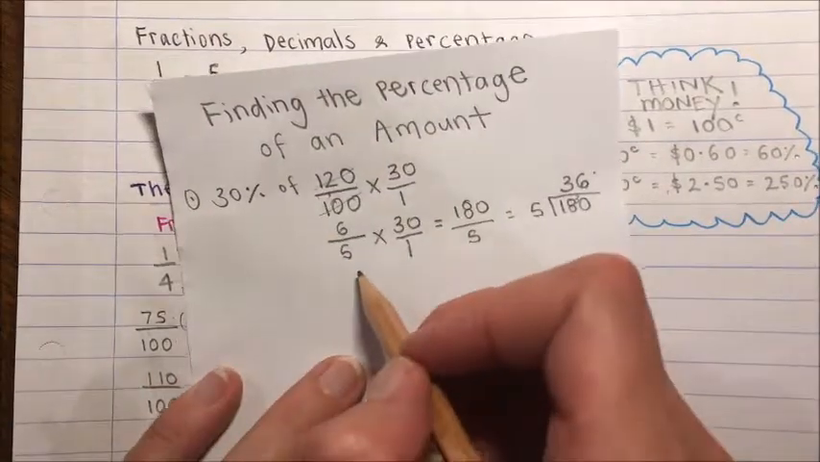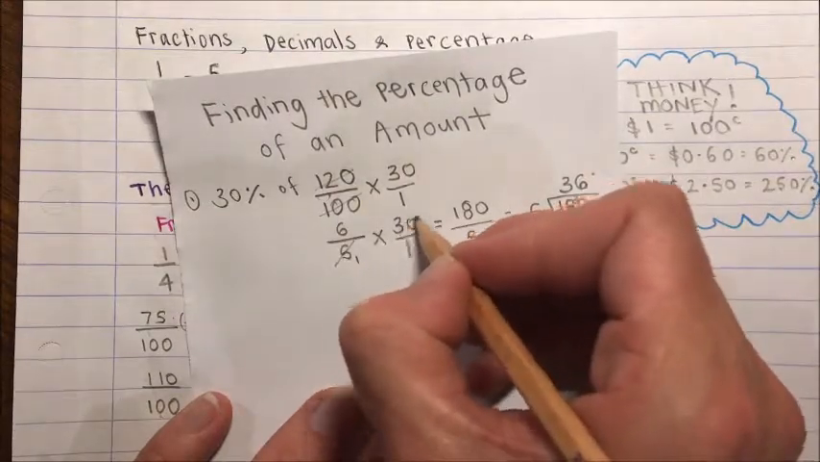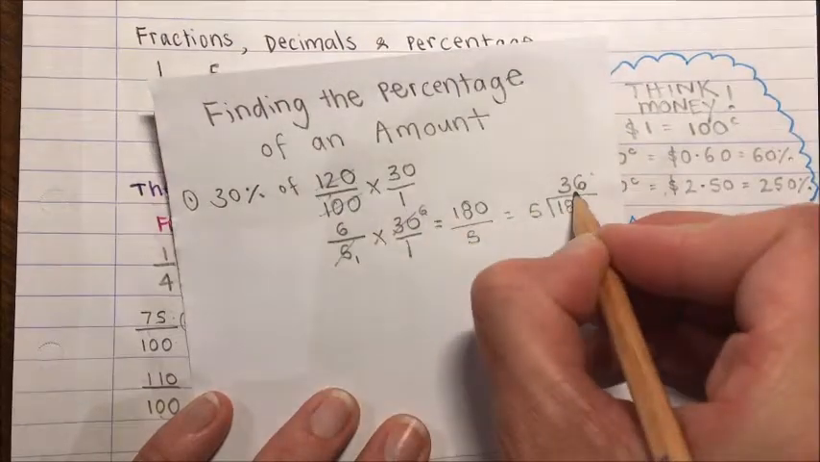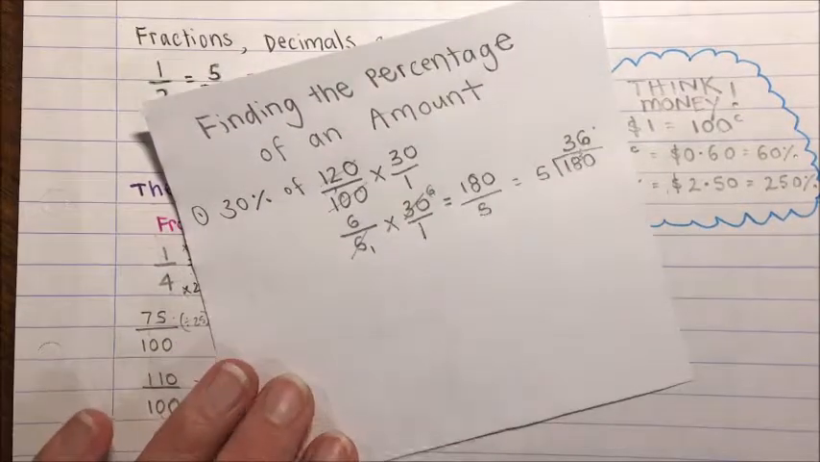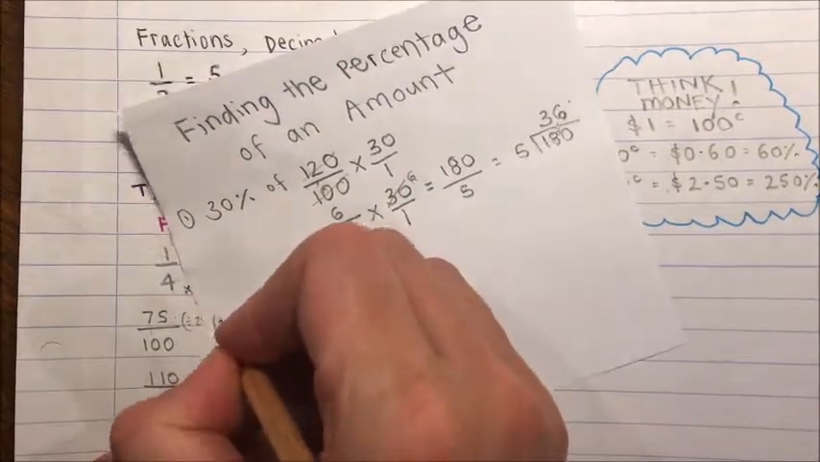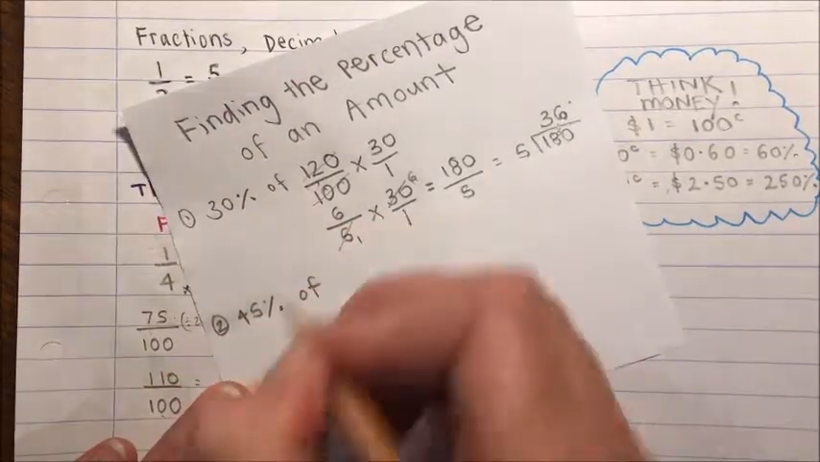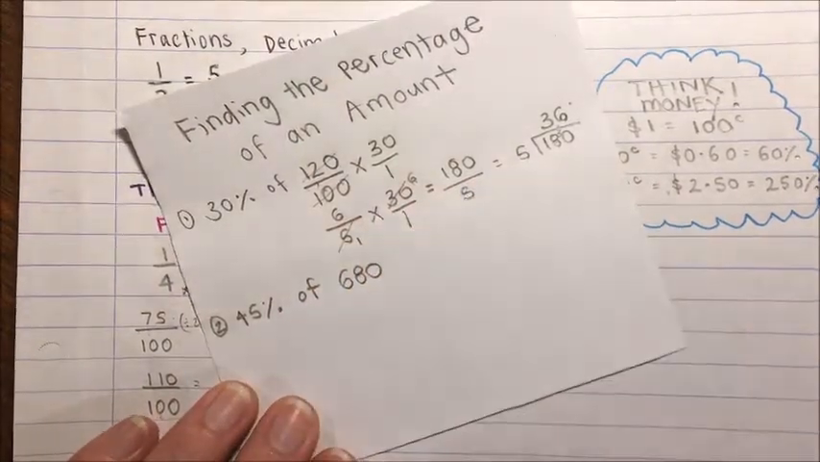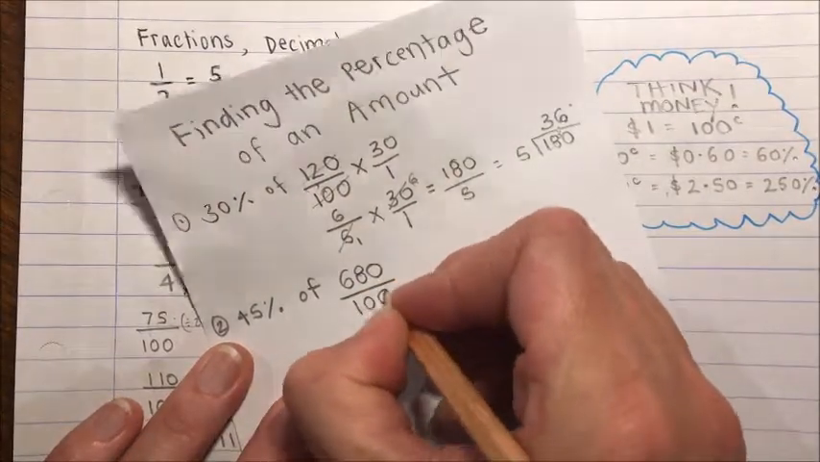Another way I can do this, don't forget I can cancel out. So 5 goes into 5 once, and 5 goes into 30 6 times, and 6 times 6 is also 36. So that's a quick way to do it too. Let's do one more of those. Let's look at 45% of 680. So again, what does this mean? I am chopping 680 up into 100 little bits.